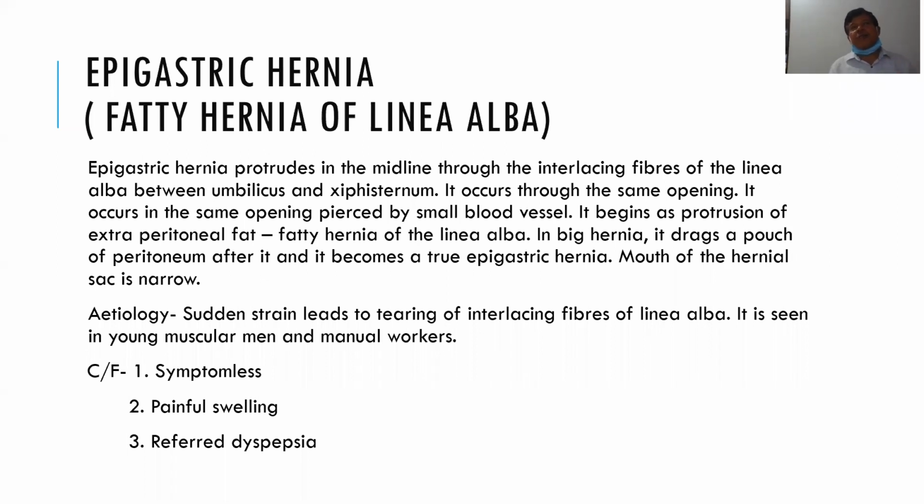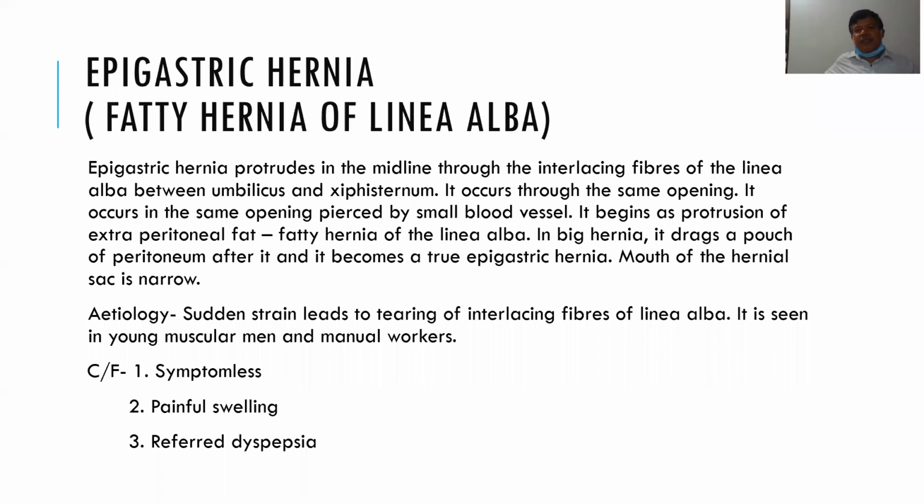It occurs in the linea alba, where the fibers of the anterior sheath from both sides interlace. Through this there is a weak point, and through it the epigastric hernia occurs. It occurs through the same opening where the blood vessels pierce, mainly at the entry point of the blood vessels. That part of the linea alba is weak, either due to increase in abdominal pressure or due to weakness in the abdominal musculature.